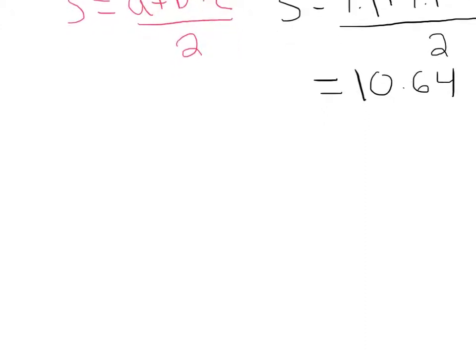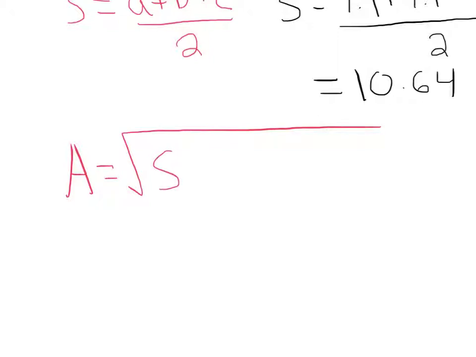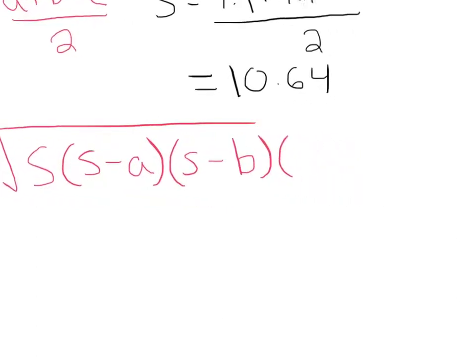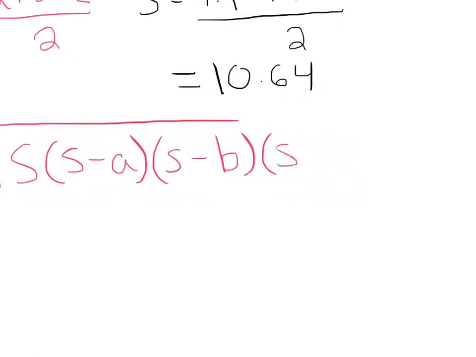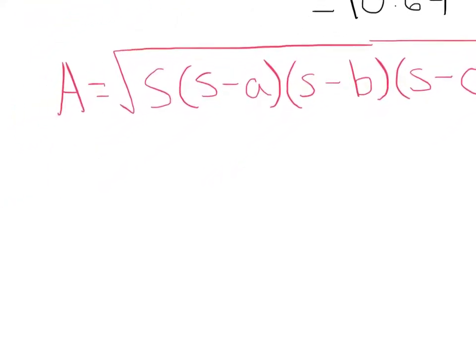So the equation to find the area of the triangle is A equals the square root of S times S minus A times S minus B times S minus C. So that's the equation that we're going to use in order to find what our area equals.